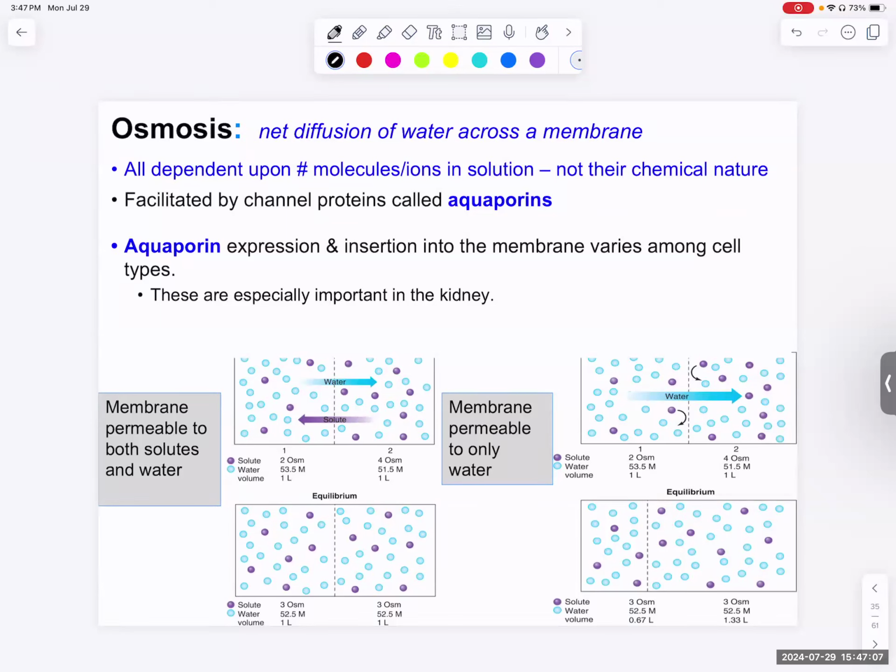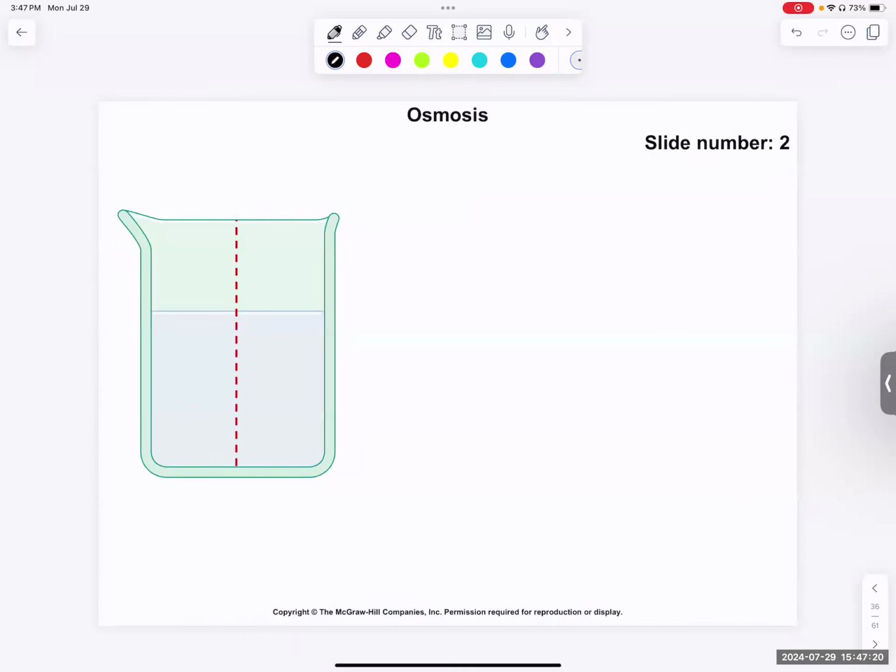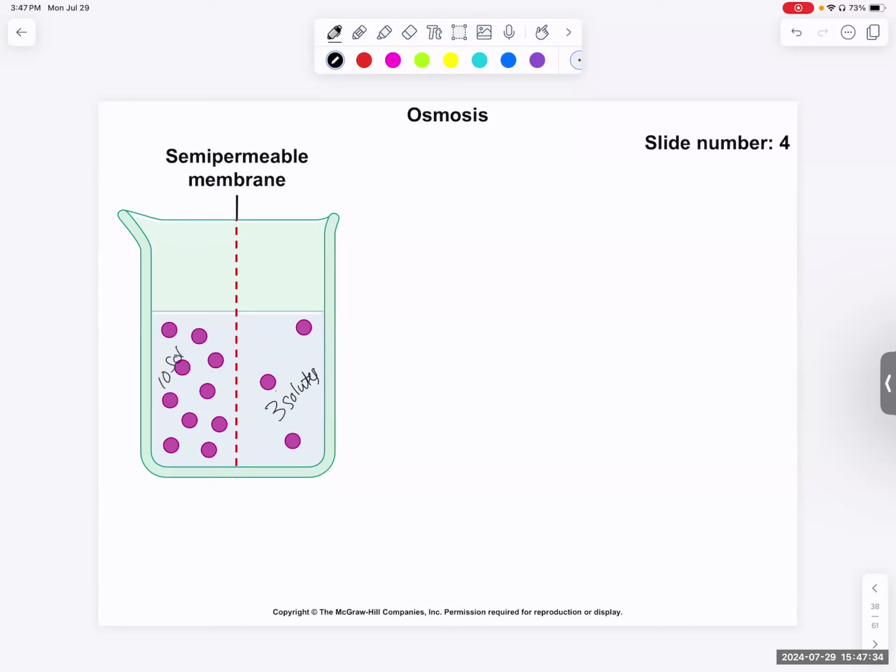That is to say, it does depend on the number of channels or aquaporins available, right? So you've got to have those available for water to move. But also, if you have a semi-permeable membrane with water, and these are solutes, and you have 3 solutes here, and you have 3, 6, 9, 10 solutes here. This is a higher solute concentration than this side, right? So we have a higher solute concentration here and lower there.